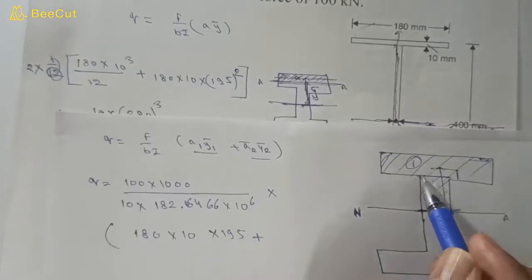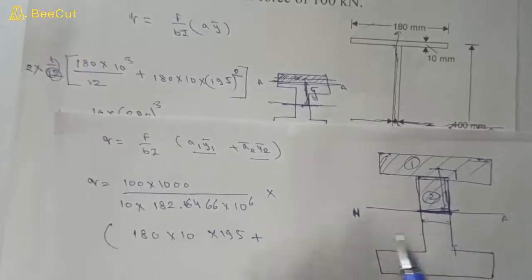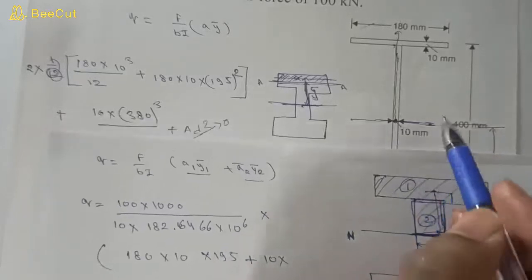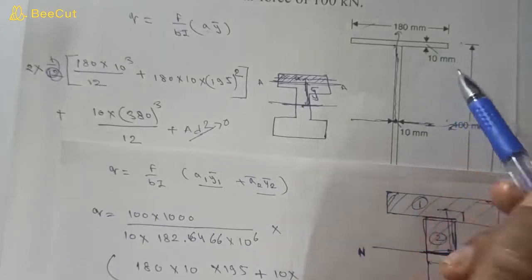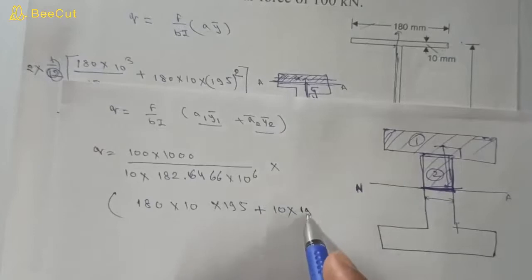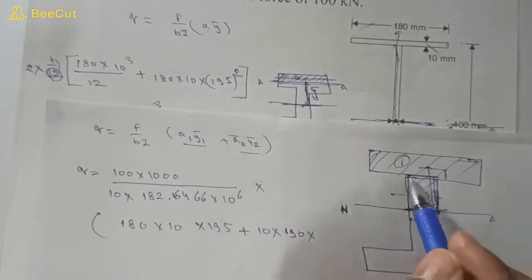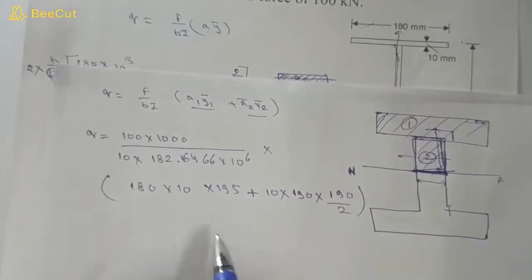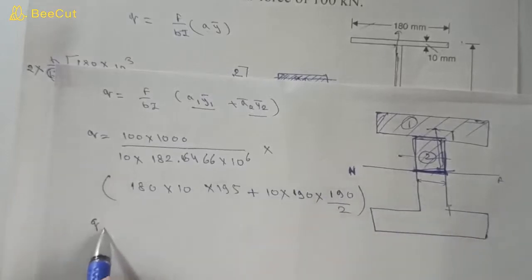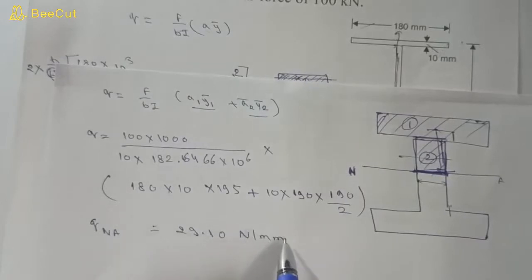A2 Y2, area of this cross section is, this portion is 10 into height. This is 200 from here to here, so this 10 will be minus, so 190. So it will become 190 into half of this height, since the centroid will be at half of this height, 190 by 2. So this will become the shear stress at neutral axis. If you calculate Q at neutral axis, then you will get 29.10 newton per mm square.